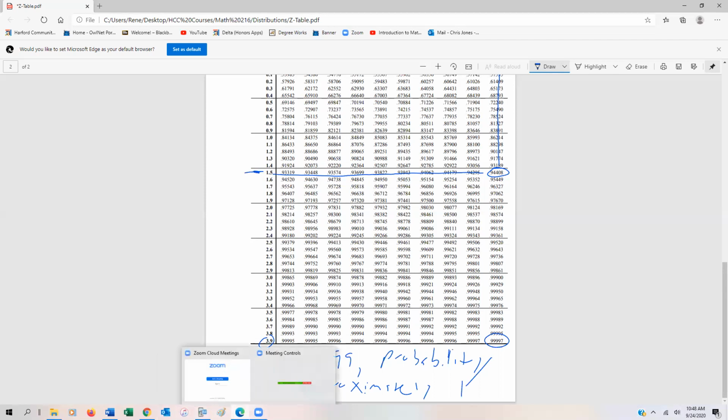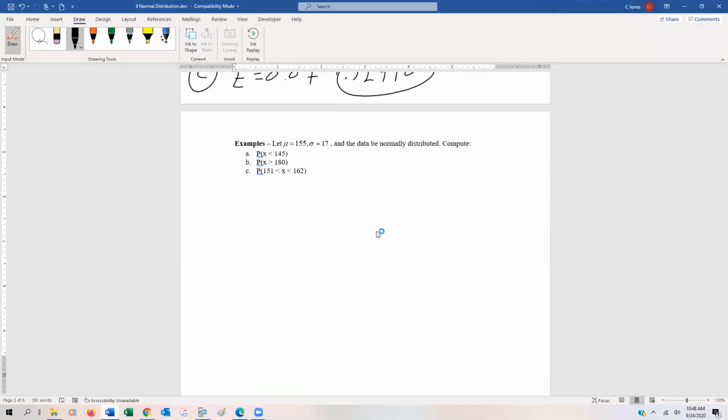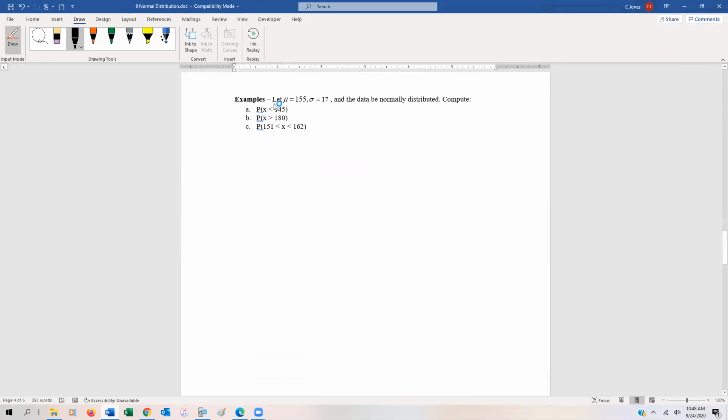All right, so let's take a look at a couple additional problems in being able to compute with respect to these z-scores and the normal distribution. Let's say for some reason we have a mean of 155 and a standard deviation of 17, and let's assume that the data is normally distributed. Let's compute the following. The first one is the probability that x is less than 145. Let's first of all draw a chart.